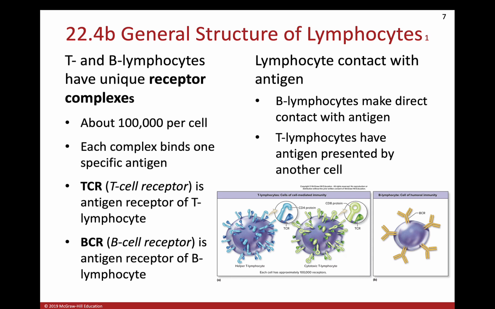When we talk about the TCR, that is the T cell receptor, and it is the antigen receptor of T lymphocytes, whereas BCR, B cell receptor, is the antigen receptor of B lymphocytes. Now, the lymphocyte will come into contact with an antigen, and B lymphocytes make direct contact with the antigen, whereas T lymphocytes have antigen presented by another cell.